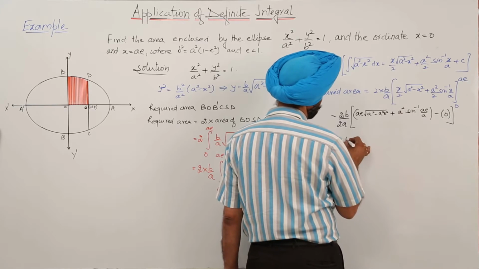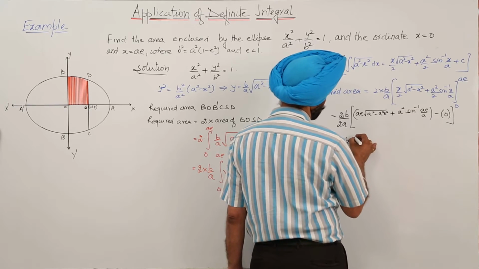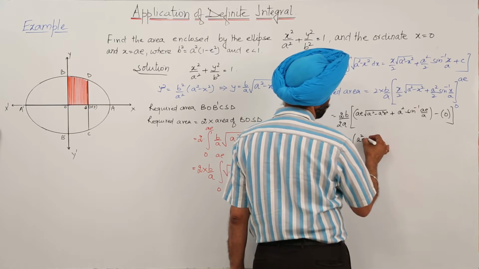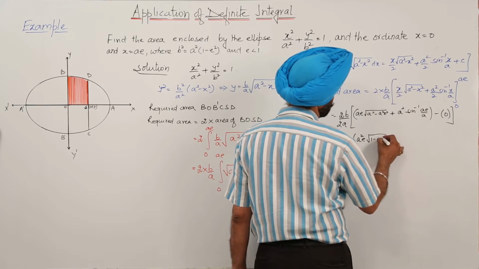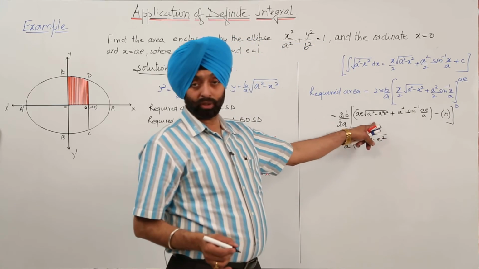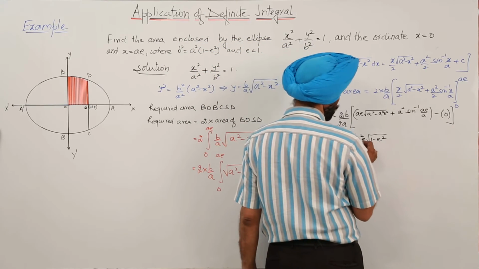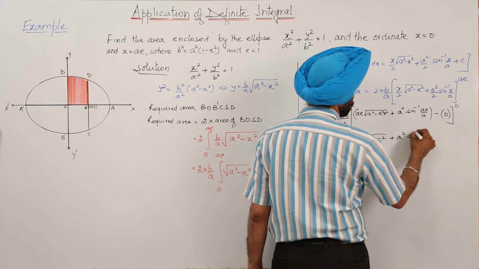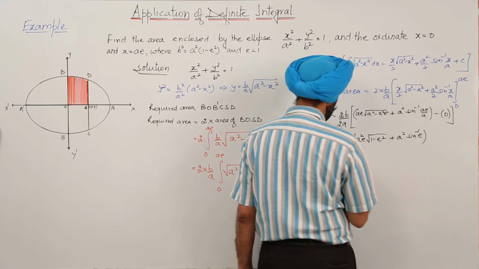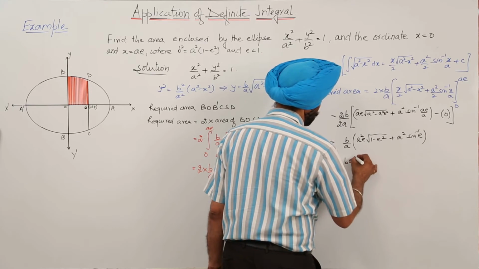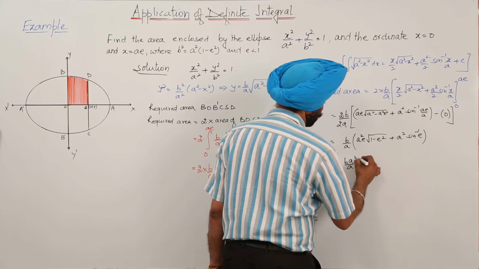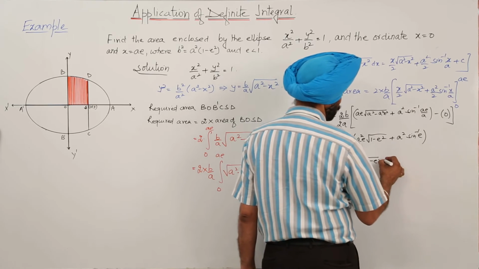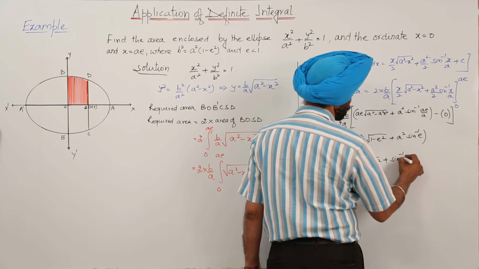Now, this becomes b upon a, a square e square root of 1 minus e square. What I have done? I have taken a square common and then a taken out. So, a square e square root of 1 minus e square plus a square sine inverse e. So, b a square upon a, e square root of 1 minus e square plus sine inverse e.